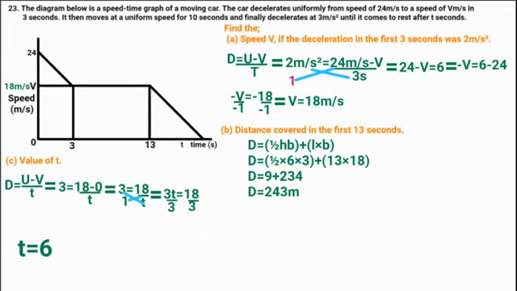Like I said earlier, when we find the value of t by focusing on the final triangle, we are going to add 13 to the value we find. So we're going to say 6 plus 13, which gives us t is equal to 19. So the value of t is 19 seconds. The time is 19 seconds there. So that is the value of t.